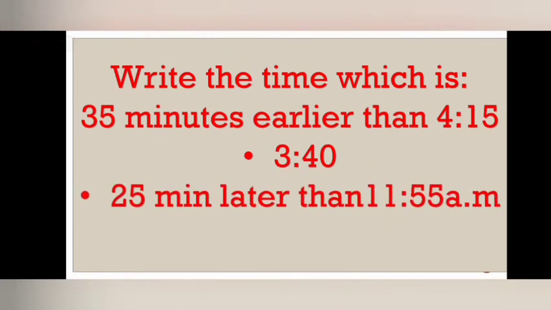Then 25 minutes later than 11:55. Now we have to add the minutes because we have to find the later time. Later means after. So 25 minutes after 11:55. So what will be the time? 25 minutes after 11:55 is 12:20 p.m. Let's see some more examples.